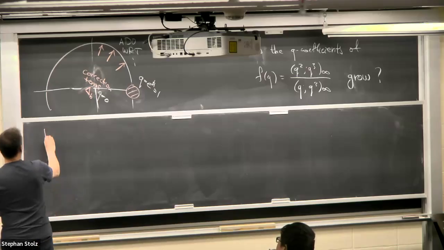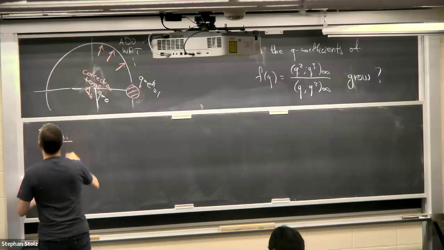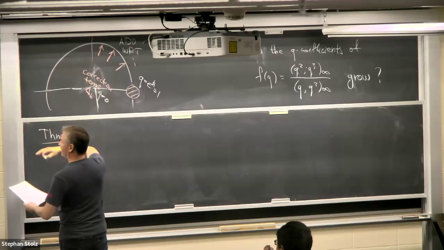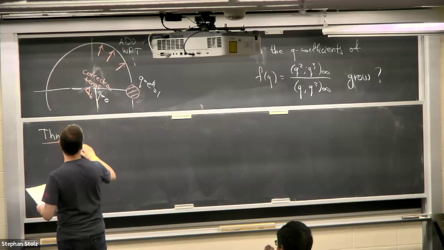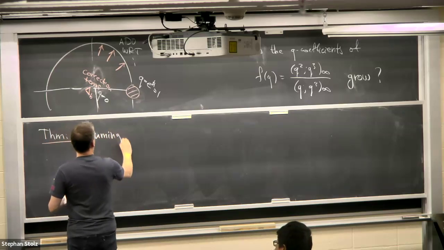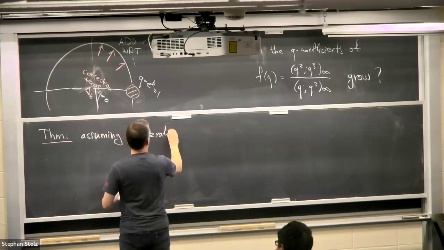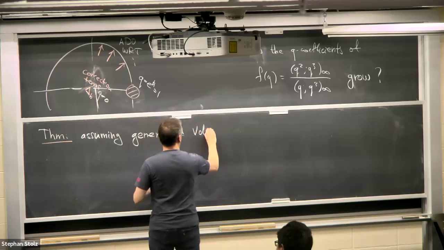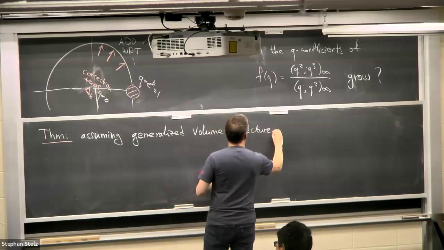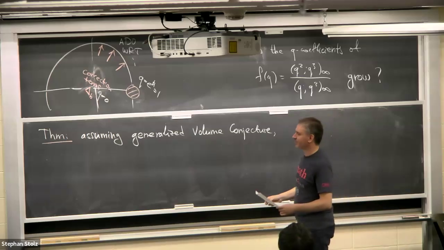And here is a precise statement, which is very recent. The statement is that in our setups, including all the ones I have, but also a more general context, assuming the so-called generalized volume conjecture, I can explain what this is and how it comes in. In fact, I may even have time to sketch the proof.